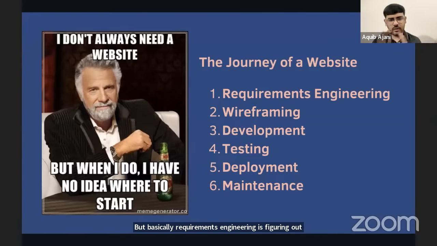Once that is done, we move to the second step, wireframing, which is where the UI UX part comes in. UI UX is basically designing the website or designing the application. Once the design is ready, we move to development. Development is where we write the code. There is front-end development and back-end development. In front-end, we write the front-end code. Of course, in back-end, we write the back-end code.